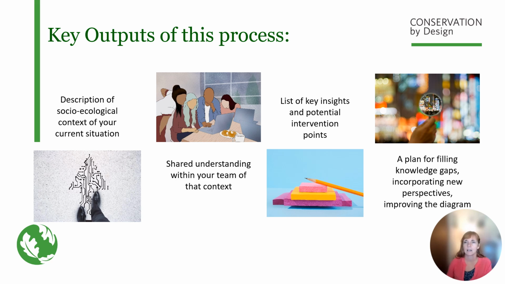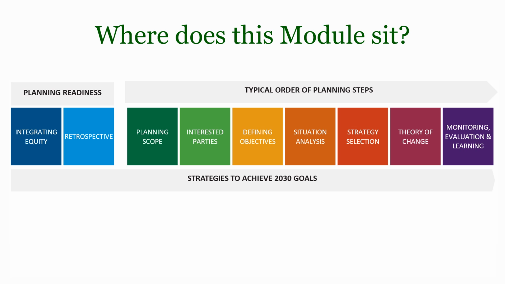And lastly, you'll likely leave with a plan for filling different things that come up during the workshop, including knowledge gaps, maybe incorporating any new perspectives, and also improving the diagram over time. So again, Conservation by Design is about helping teams with strategy development and improvement. To help with this, the updated Conservation by Design is structured as a set of 9 modules. Each module addresses a specific step or aspect of planning to help teams develop impactful and equitable strategies.